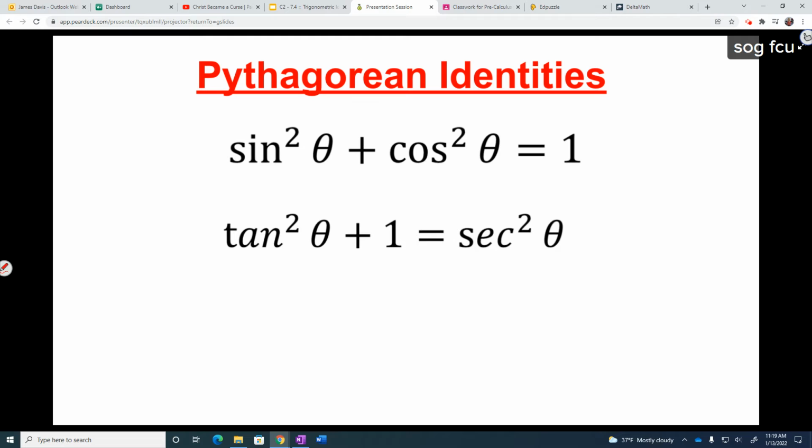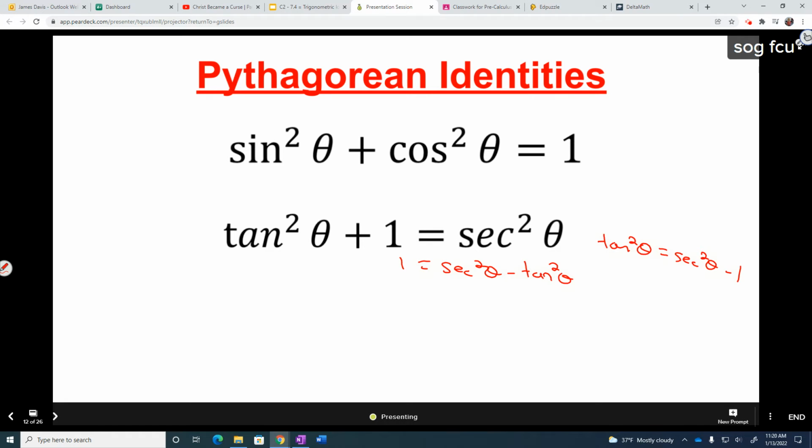You can also rearrange this one. We don't write every single way you can rearrange it because that would just be too much. But you could say that 1 equals secant squared theta minus tan squared theta would be one way of writing that. You could also rearrange it and say that tan squared theta equals secant squared theta minus 1. So there's all kinds of different ways you can rearrange these equations to make them fit whatever way you need them to fit, just using a little algebra.